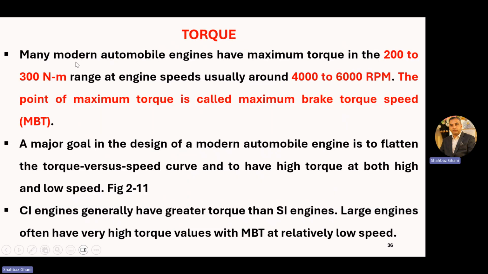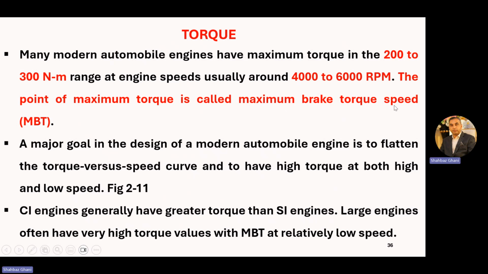Many modern automobile engines have maximum torque in the 200 to 300 Newton meter range at engine speed usually around 4,000 to 6,000 RPM. So we have a speed of 4,000 to 6,000 RPM and the torque ranges from 200 to 300 Newton meter. The point of maximum torque is called maximum brake torque speed.